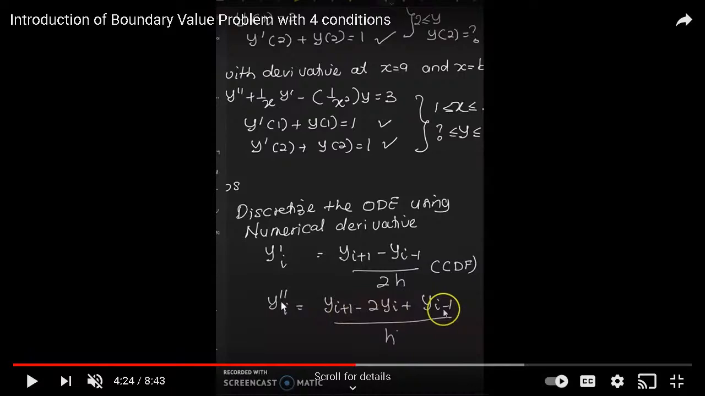Second order derivative, 3 point: y_{i+1} minus y_i plus y_{i-1}, divided by h. What is i? i is x plus h. What is i minus 1? x minus h. What is h? Size of interval. What is y prime? First order derivative stated in the question.